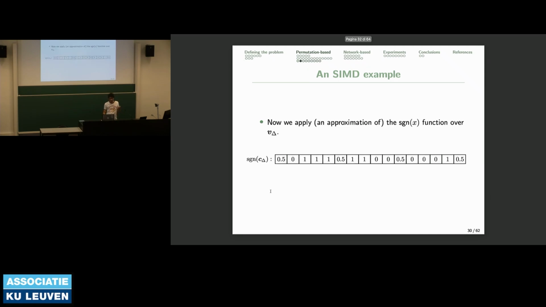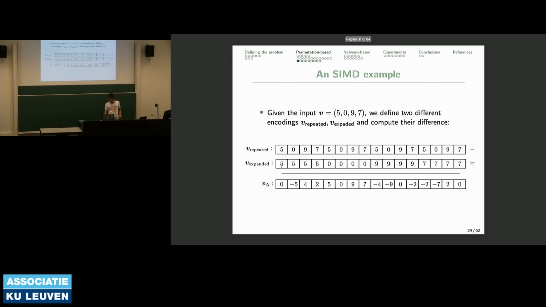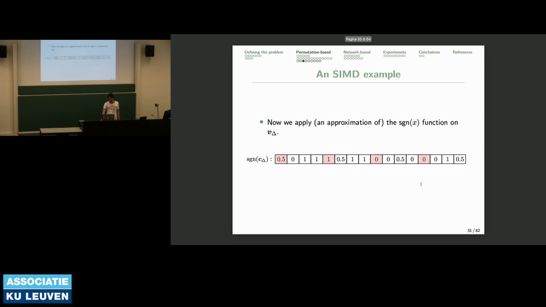The following step would be to apply an approximation of the signum function on these differences. And notice that if we pick the slots in these positions which are at distance n, we are considering the slots where we computed 5 minus 5, 5 minus 0, 5 minus 9, 5 minus 7. So these slots refer to the number 5, actually.